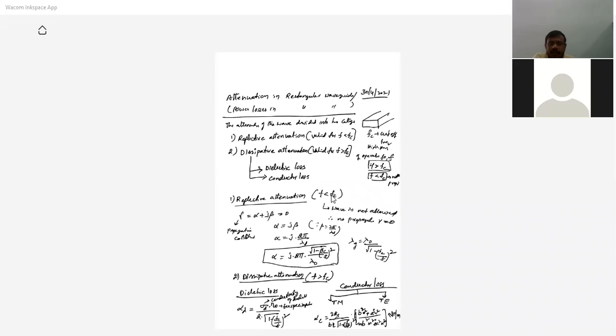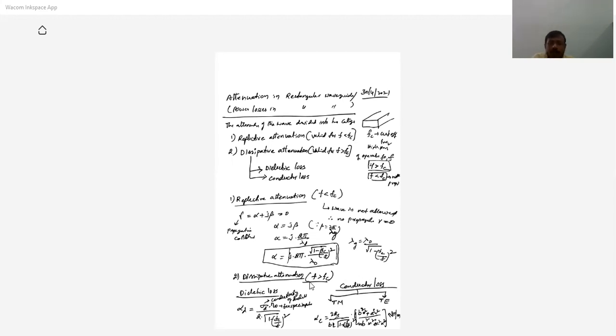Now the reflective attenuation. If f is less than fc, your wave is not at all entering into the waveguide, so the propagation constant is 0. From this, alpha is equal to j beta. Now j beta is equal to 2 pi by lambda g, where lambda g is the guided wavelength, which we already know. Substitute this one. Now this is the attenuation constant, a pure attenuation constant. You can take the modulus also here.